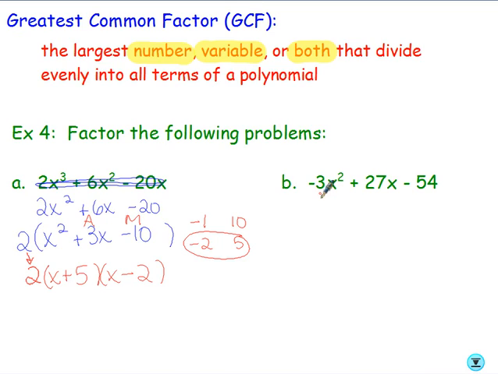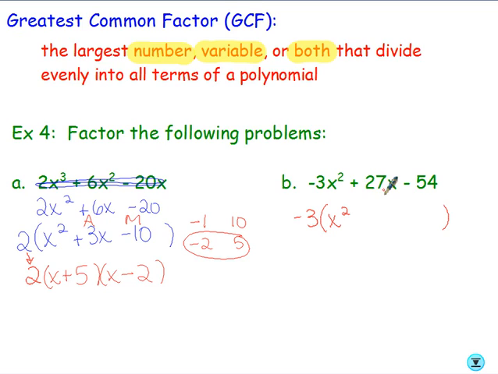We have negative 3 and positive 27 and negative 54. We need to divide all of these by the GCF. Well, what are all 3 of these numbers divisible by? They are all divisible by the number 3. However, because we want all of this to go away, they're all divisible by negative 3. So I'm going to make negative 3 my GCF. And I'm going to divide every number by negative 3. Well, negative 3 divided by negative 3 goes away. You're left with x squared.